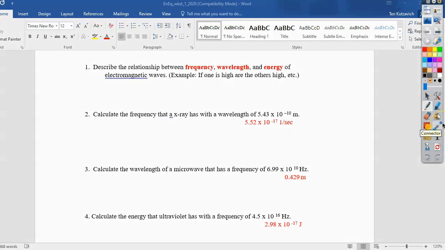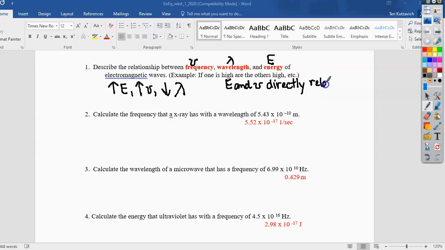All right, so these are the answers and how you solve these problems 1 to 5. You definitely need to know the relationship between these three variables. Remember, frequency is nu, wavelength is lambda, and E is energy. So you should know that the higher the energy, the higher the frequency, the shorter the wavelength. In other words, energy and frequency are directly related, which means if one increases, the other one increases.